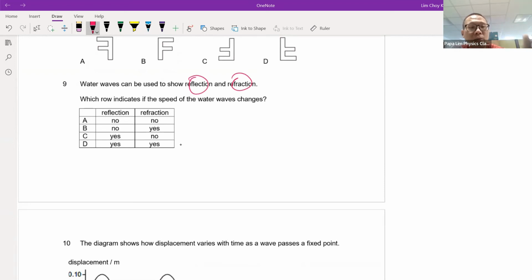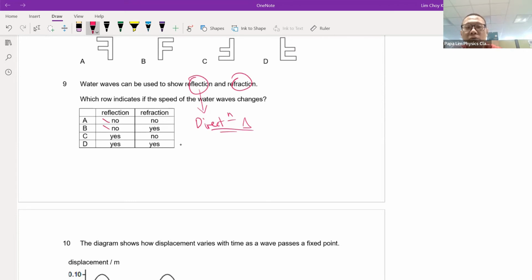So we talk about reflection, the water wave being bounced back. When the water wave is reflected, there's no change in medium. The medium still remains the same. So for reflection, nothing changes except maybe the direction of travel. While the wave is going forward, after being reflected, the wave is going backwards. So for reflection, the only thing that changes is the direction of motion. The rest remains the same.